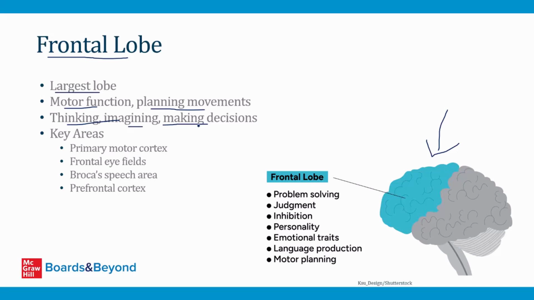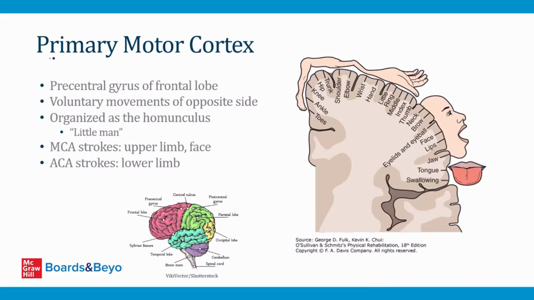There are a number of different areas of the frontal lobe, but the 4 really important ones you should be familiar with are all shown here. And what I'm going to do in the next couple of slides is go through each of these areas one at a time. So we'll start by talking about the primary motor cortex, which I mentioned before.